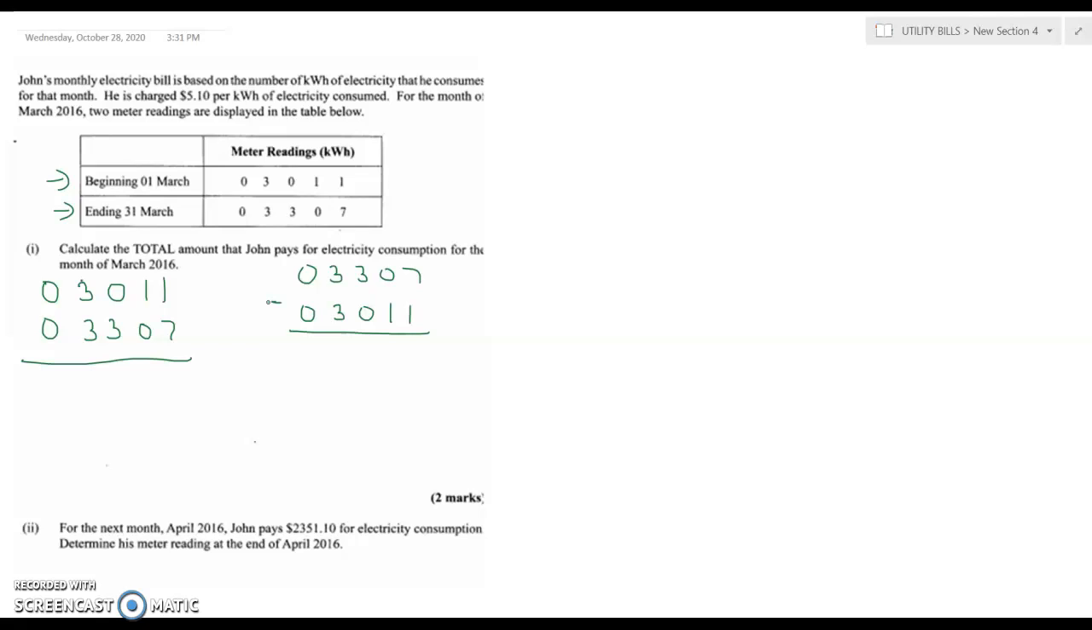Again, just work it out like regular subtraction. You can use the calculator, it's fine. You get 6 here, you borrow 1, and you will get 296. You can put the 0 in front there as well, right? So now, what do we do with this number? This is how much kilowatt hour he used for the month.